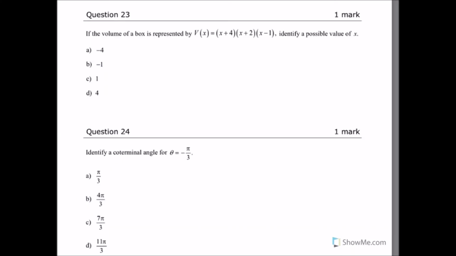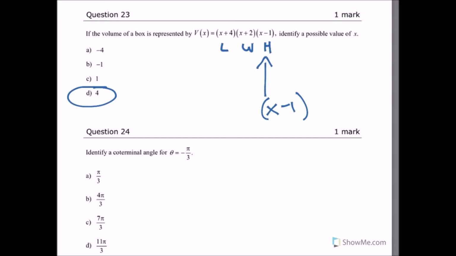The volume of a box is represented by volume. Volume we know of a box is length times width times height. So 1, 2, 3 factors multiplied together, those must each represent length, width, and height. Identify a possible value for x. Well, looking at the answers, we can't have any length, width, or height be negative or 0, so the only one that works is 4 because of this bracket here, x minus 1. That can't be 0 or negative because you can't have a negative height, so it must be D.